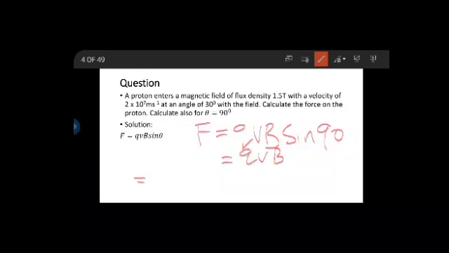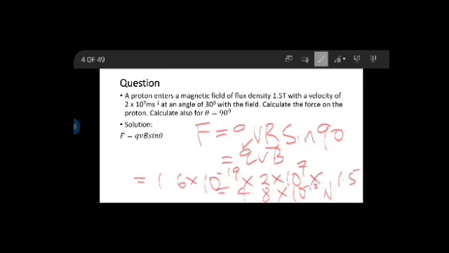Now, if we substitute values, your Q, like I said, is constant, 1.6 times 10 to the power minus 19. Multiply by V, which is the velocity, 2 times 10 to the power 7. Now, multiply by B, which is the flux density, which is 1.5 Tesla. And if we do that, we are going to get 4.8 times 10 to the power minus 12 newtons.